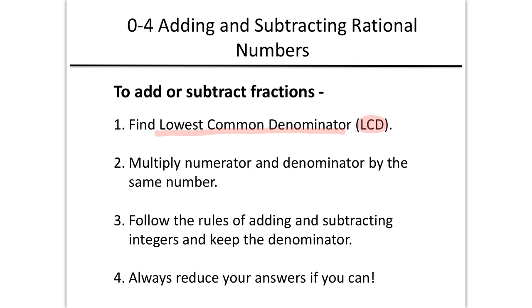Number three says, follow the rules for adding and subtracting integers, and you are going to keep the denominator. This section is about adding and subtracting. The next section will be about multiplying and dividing. Students get confused when they are adding, subtracting, or multiplying, dividing. Here, when you are adding or subtracting, you will keep the same denominator. So let me underline that so you can remember. You keep the denominator. And number four, you always reduce your answer if you can.